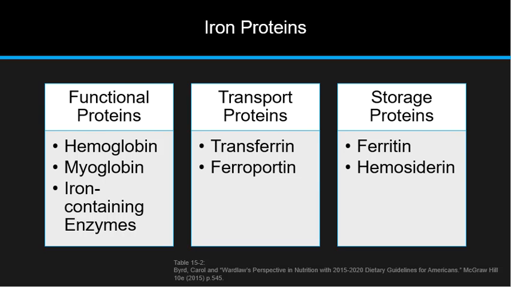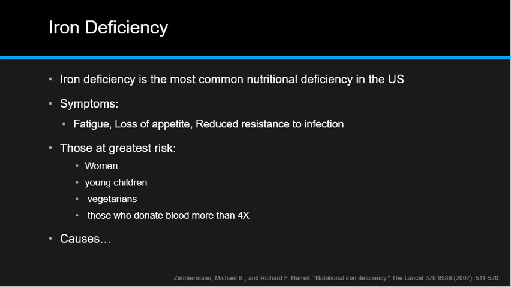And the storage proteins we'll talk about in a little bit, but ferritin's found in the enterocytes in the small intestine. It helps bind those iron molecules so that we can prevent those free radicals. And also hemosiderin is found in the liver, which is the main storage site of iron.